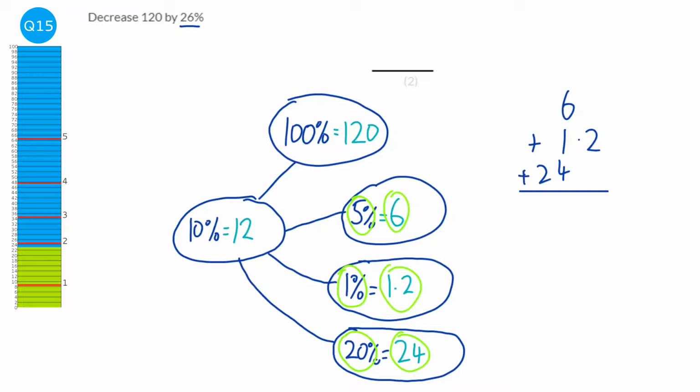And we're adding them together. And that would be 11, so carry the 1, and that would be 31.2. Now, it says to decrease it by 26%. So 26% is 31.2. So we need to subtract that. So we're going to do 120, take away 31.2.